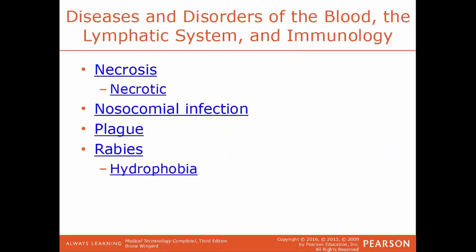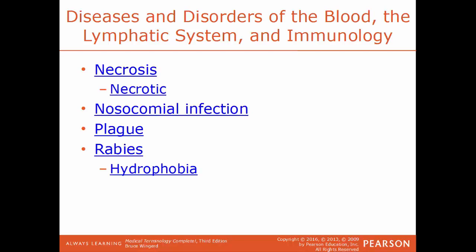Necrosis or necrotic. This is the death of most or all of the cells of an organ or of a tissue due to disease, lack of blood, or injury. And the term necrotic is just a synonym for necrosis. They both reference the same condition, death of an organ due to lack of blood or injury or disease. Nosocomial infection, we mentioned this earlier in the video. This is an infection that you contract while at a hospital. So something that you didn't have before you got there.